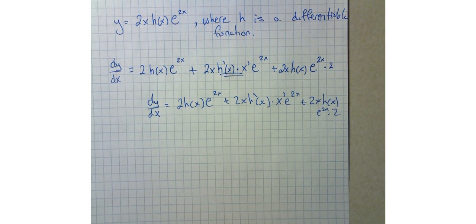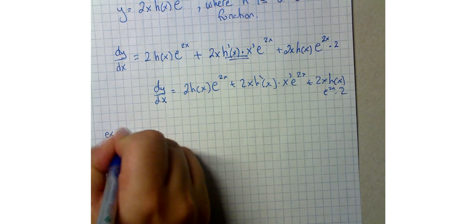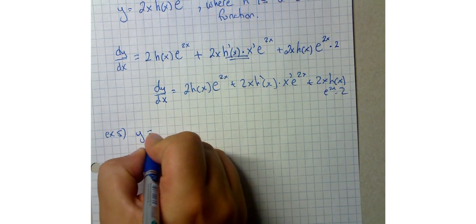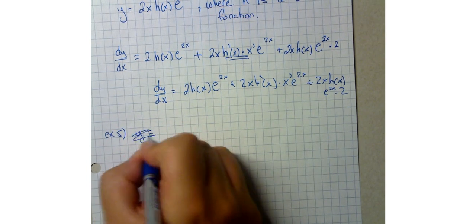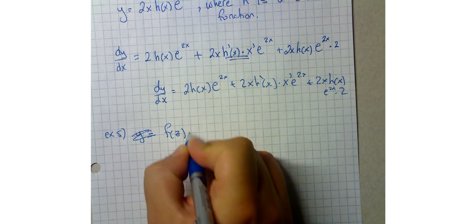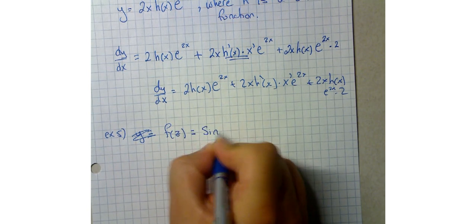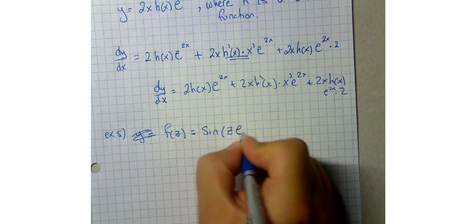And we will be doing more examples like this in class as we learn the logarithmic rules, the inverse trig rules, and so on and so forth. We can try one more actually that just came up, example 5. Y is equal to, well, I'll say f of z is equal to sine of z e to the z.